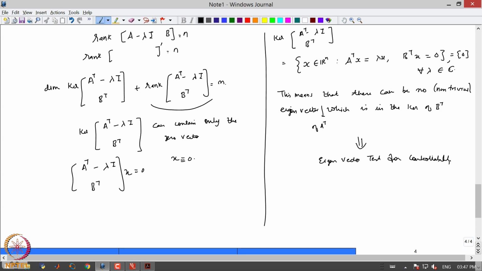And therefore, we conclude that if the rank of (A minus lambda I, B) is equal to n, this actually means that there cannot be an eigenvector of A transpose which is in the kernel of B transpose, and therefore, the eigenvector test for controllability says that this system is actually controllable. Okay. So, that is a simple trick here.